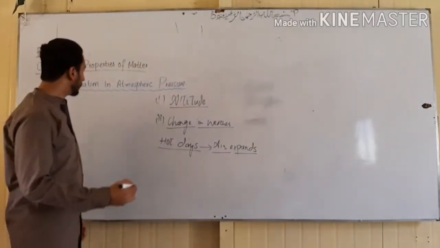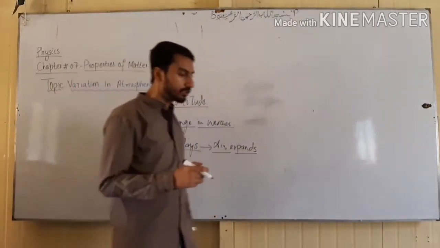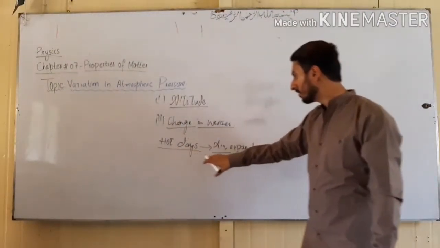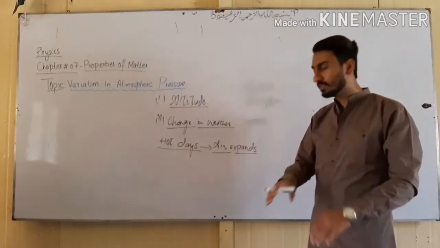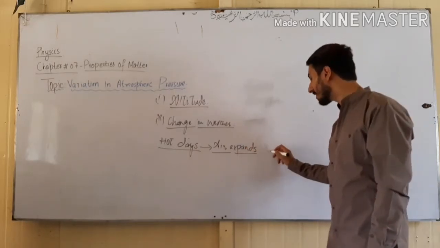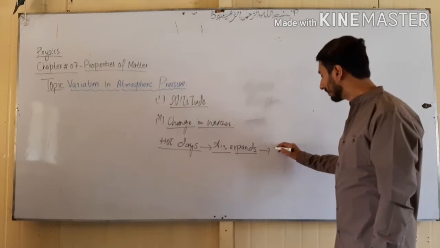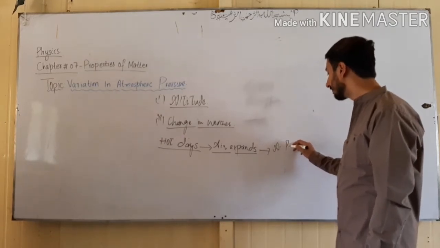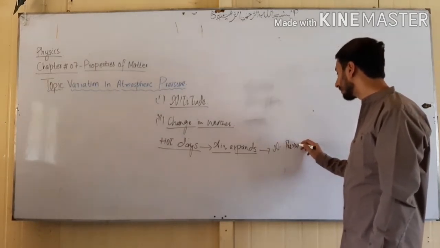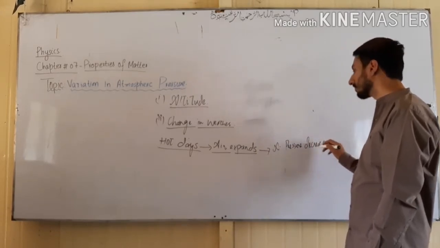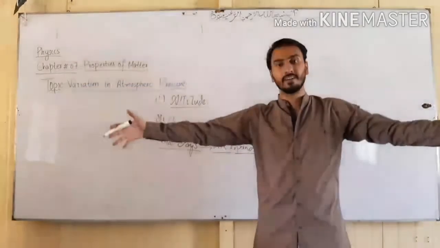Now, I told you that variation in atmospheric pressure also indicates the change in weather. How? In hot days, air becomes hot and it expands. And when air expands, atmospheric pressure decreases because now the air is expanded.